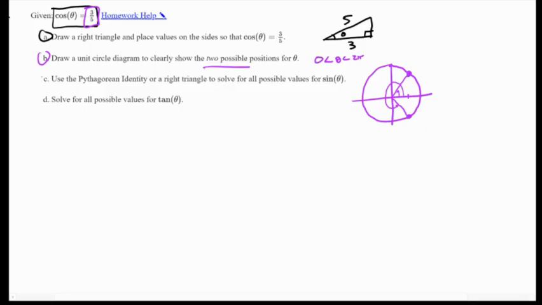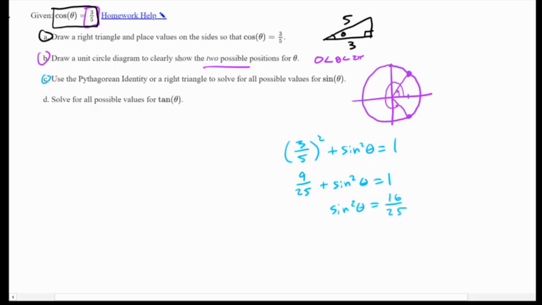Okay, so next question says, hey, use the Pythagorean identity or right triangle to solve for all possible values of sine. I like the Pythagorean trig identity. Not everyone does, but that's okay. What I know about the identity is it's cosine squared plus sine squared is equal to 1. And since I was given cosine is 3/5, now I can just solve for sine of theta. So this becomes 9/25 plus sine squared theta equals 1. I subtract 9/25 from both sides, and I get 16/25 because I made this a common denominator and subtracted.